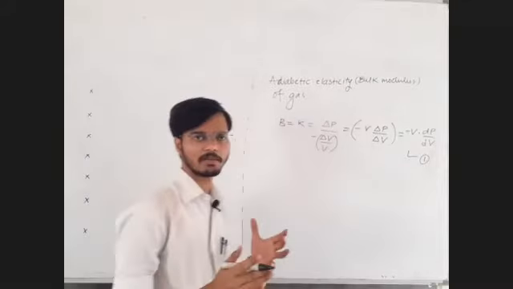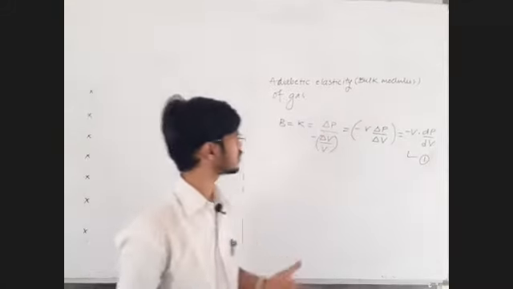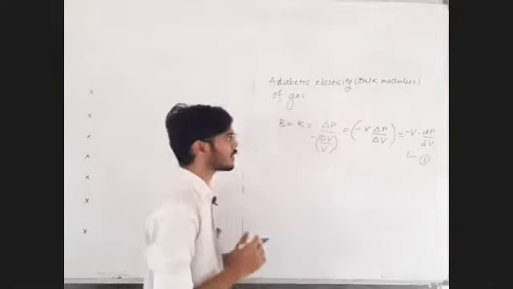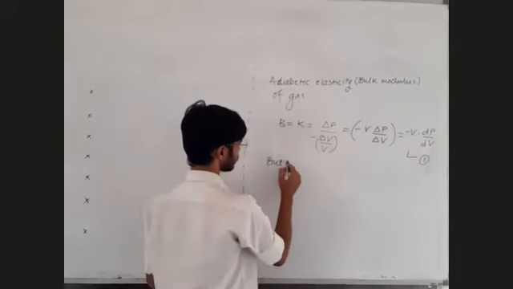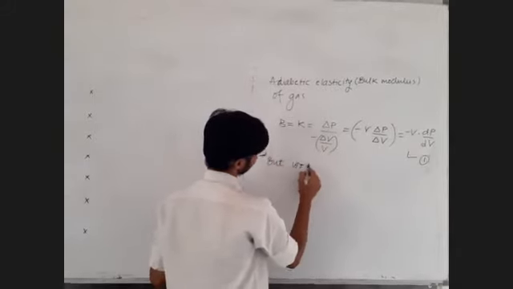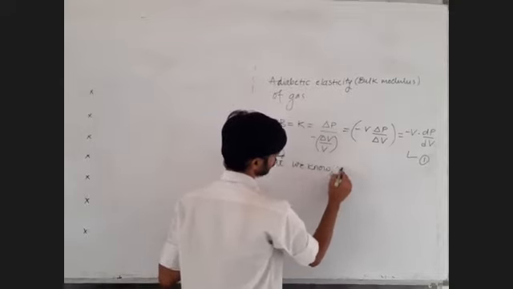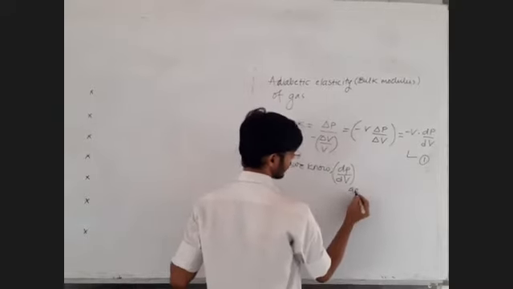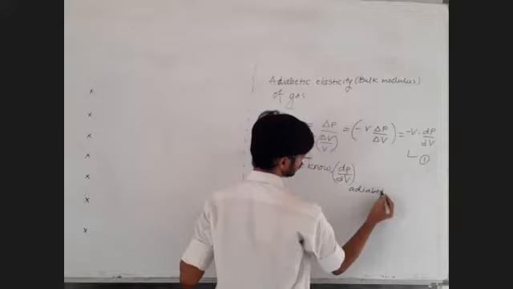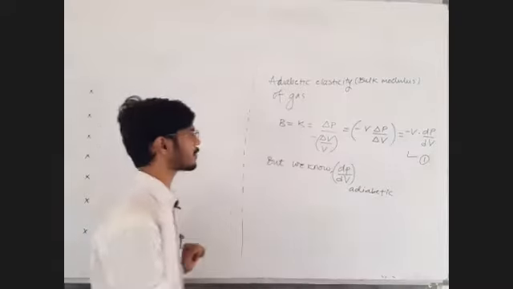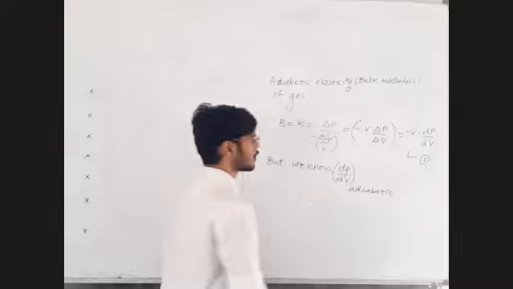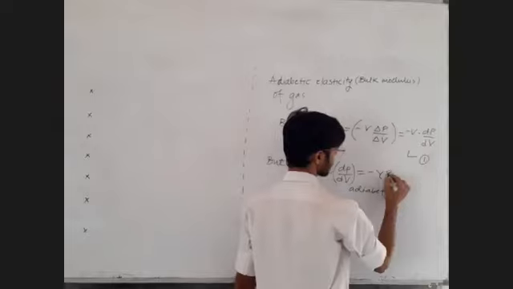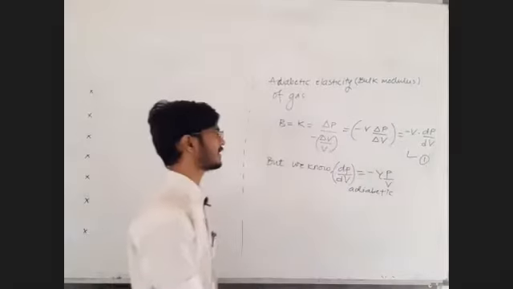Now to find out the bulk modulus, what is the next motivation? Next motivation is obvious. Bulk modulus is this. Try to find out dP upon dV. But we know dP upon dV for adiabatic process. What is dP upon dV? Sir, slope of pressure volume graph. What is the slope of adiabatic process? You have to remember, sir, it is minus gamma P by V.